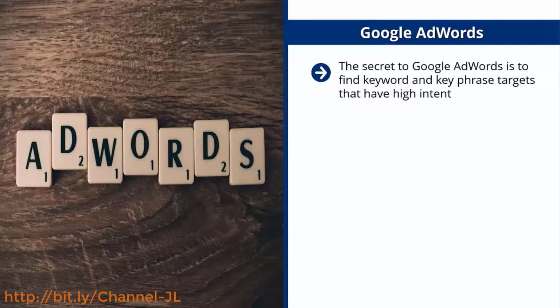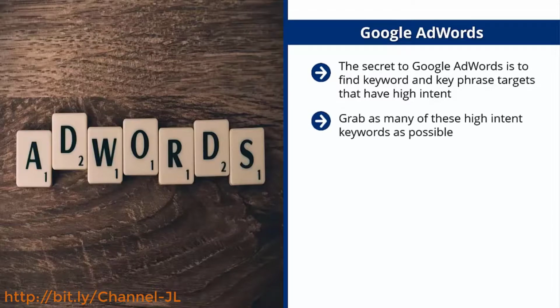In other words, just by reading these keywords, you can tell that the people typing them into Google really want to buy. Grab as many of these high intent keywords as possible. Drive them all to your landing page. Make sure your AdWords and analytics accounts are linked. This should be enough to help you track which keywords produce the most clicks to your landing page.